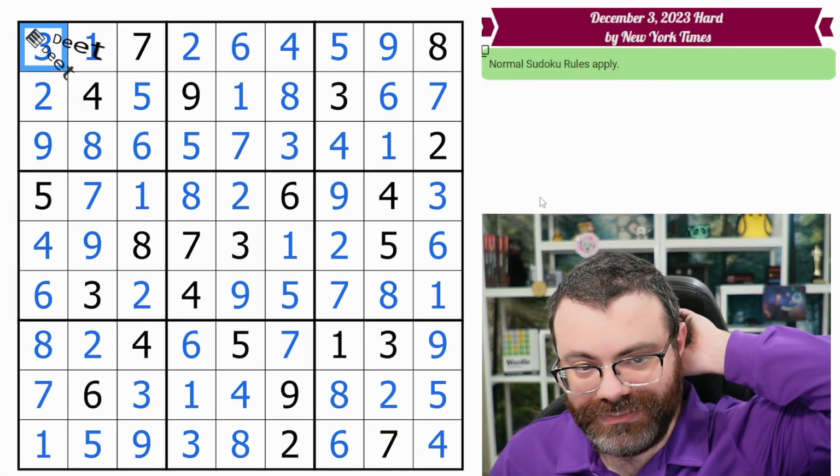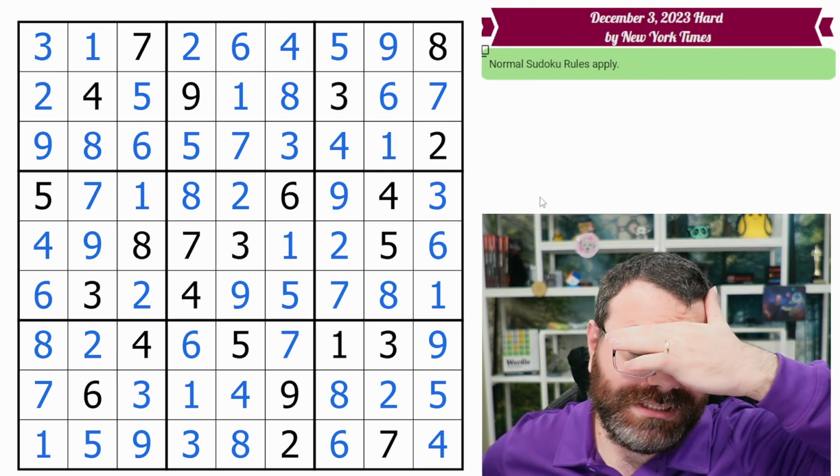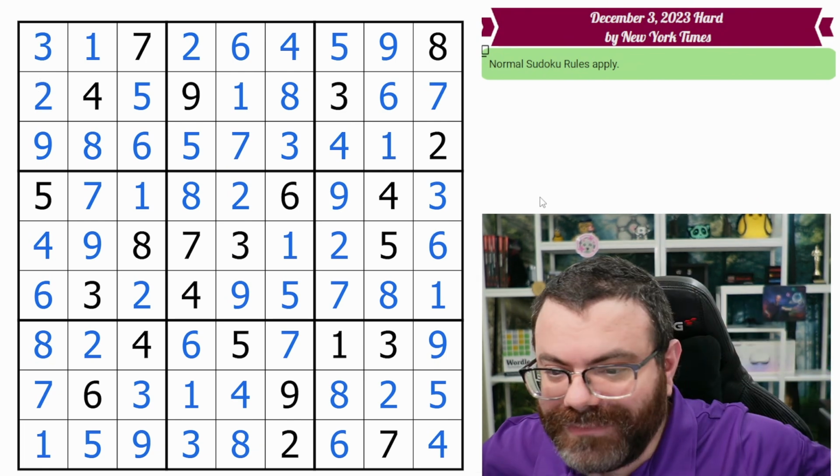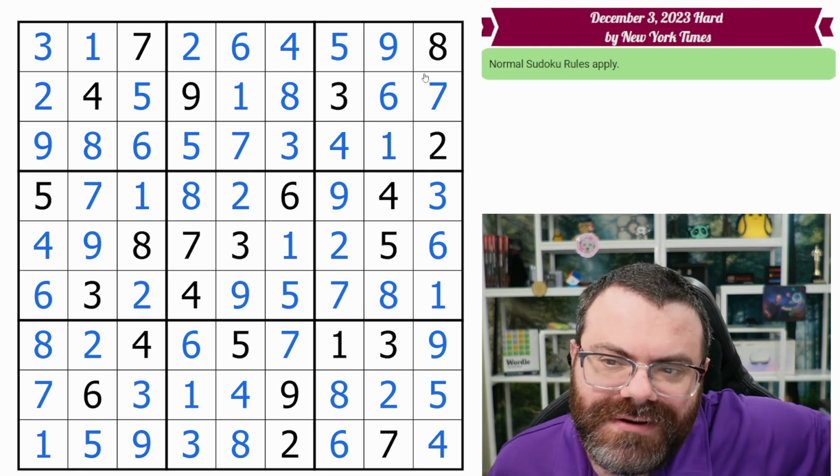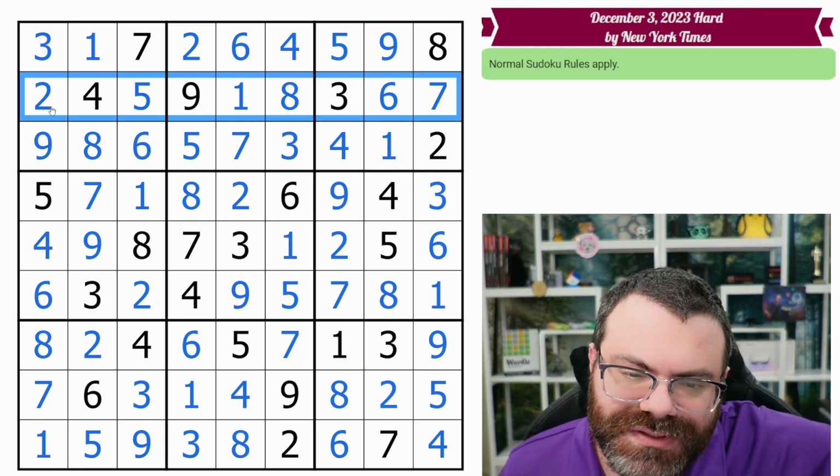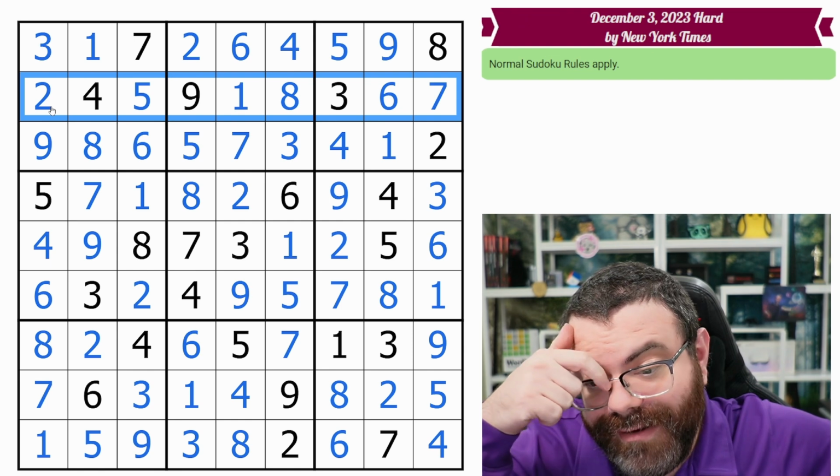Ended with a 3 in the corner, giving us our little finishing tune. All right. Yeah, the hidden 5 in this row was the key spot. It seems like, at least for me.